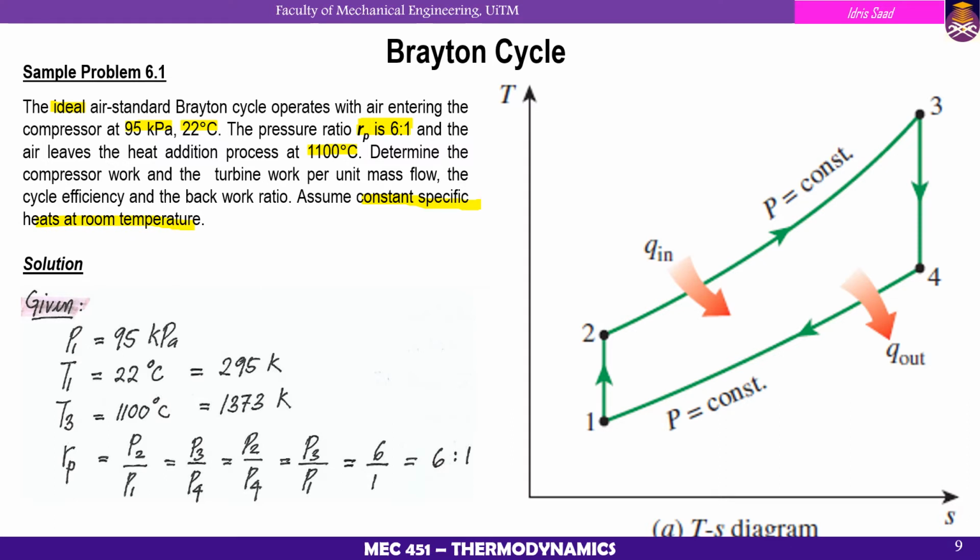Okay, based on that, we can draw what we call the typical T-S diagram for the ideal air standard Brayton cycle.